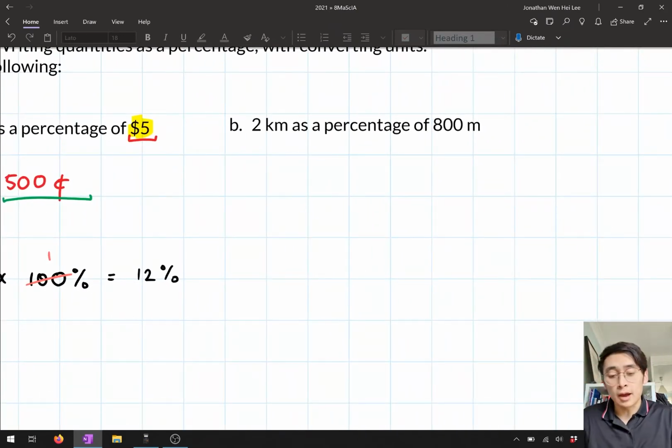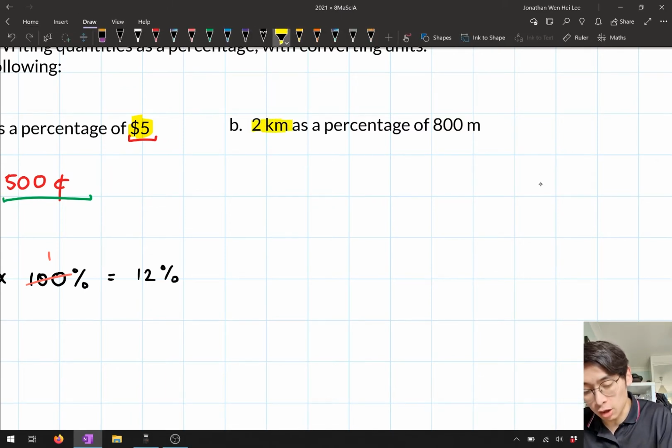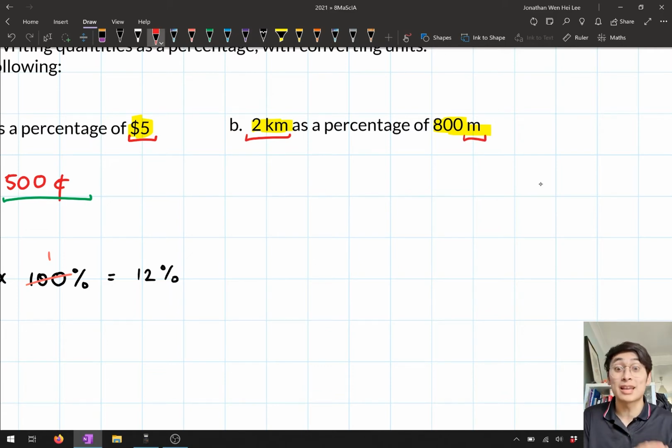Okay, now here, once again, we've got 2 different types of units. We've got kilometers and meters. And so we can't actually do this writing as a quantity quite yet. So what we're going to do is convert them to the same unit. What I suggest is picking the bigger unit and converting it to the smaller unit. Kilometers are bigger than meters, and so I'm going to convert my 2 kilometers into meters.